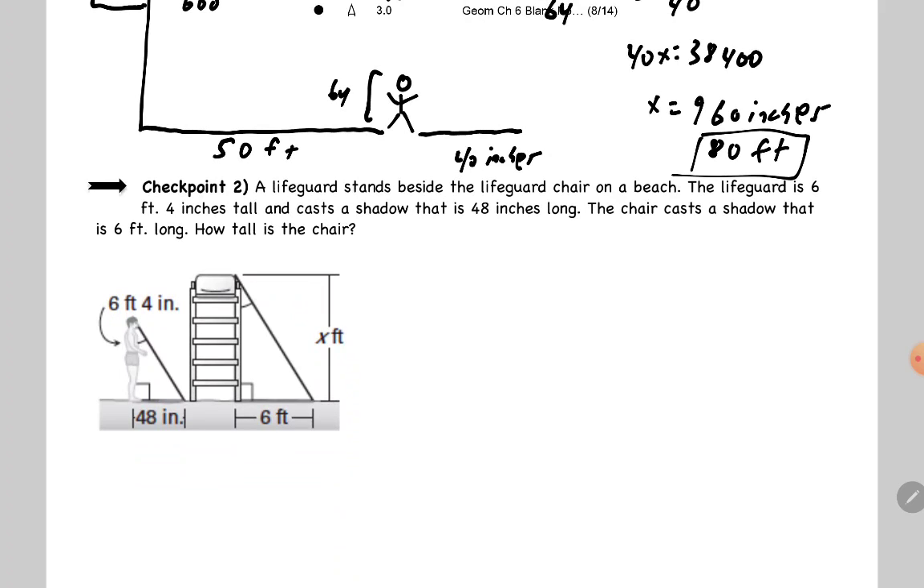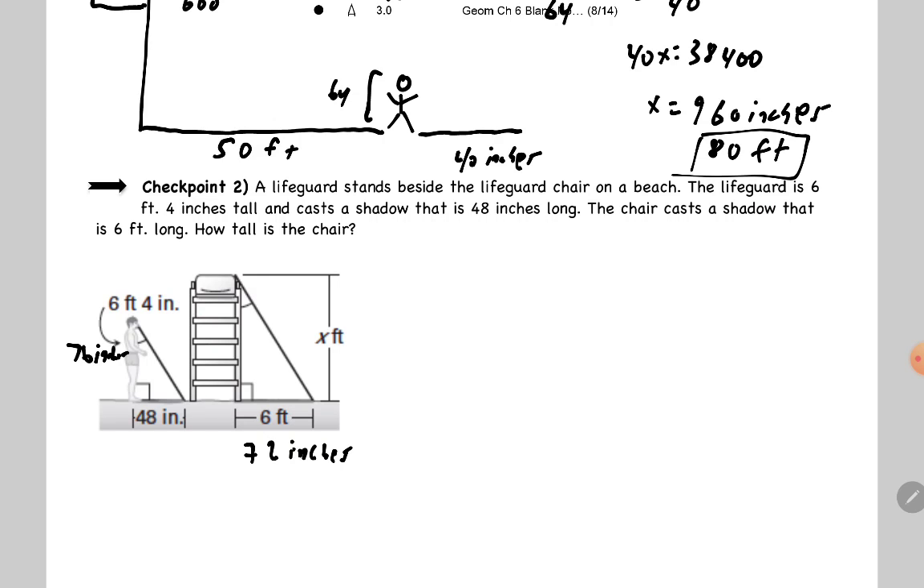So a lifeguard stands beside a lifeguard chair on the beach. The lifeguard is 6'4" tall. So let's go ahead and change that 6'4" to 76 inches. And then the chair casts a shadow that's 6 feet long. So that's 72 inches. There's 12 inches in a foot. The chair casts a shadow that's 6 feet long, how tall is the chair?